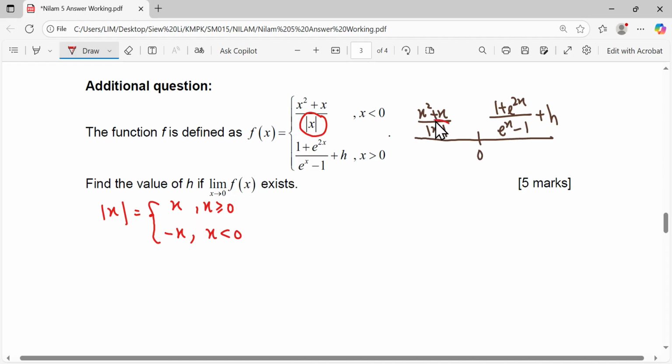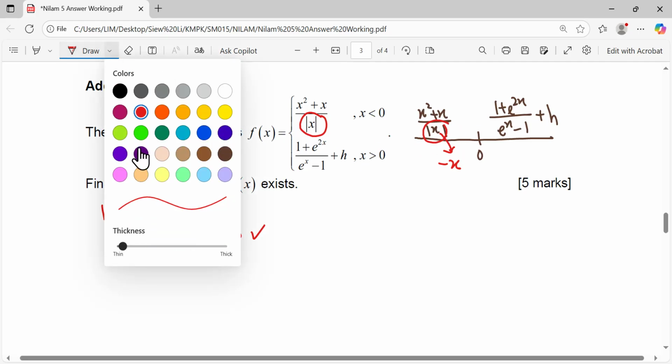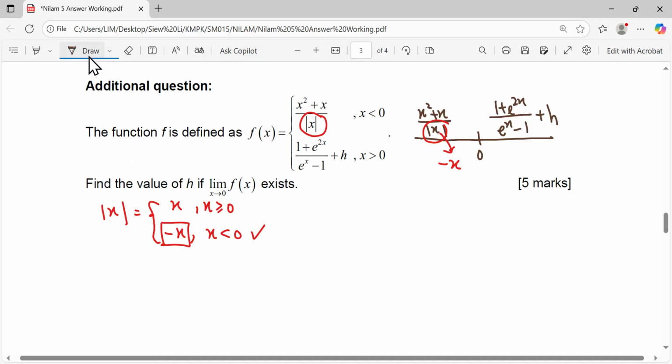So your modulus x here is sitting in the interval less than 0, which means that this modulus function is represented by negative x. This is the correct modulus function in piecewise form for x less than 0. So we cannot use modulus x in calculating our limit. We must select the correct function, then only we start to find the value of h.